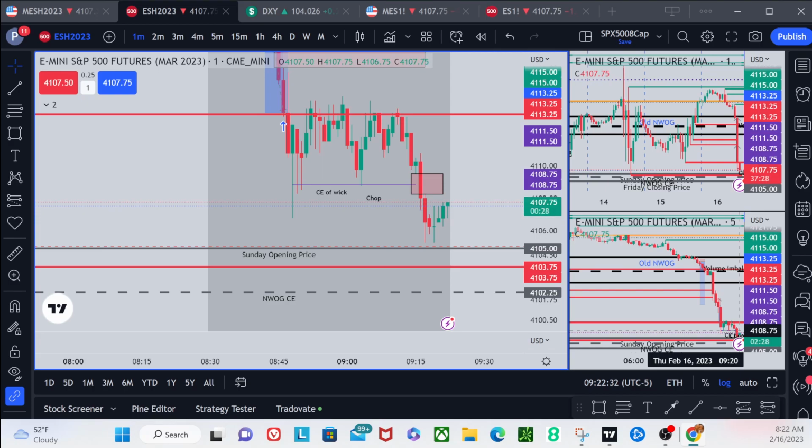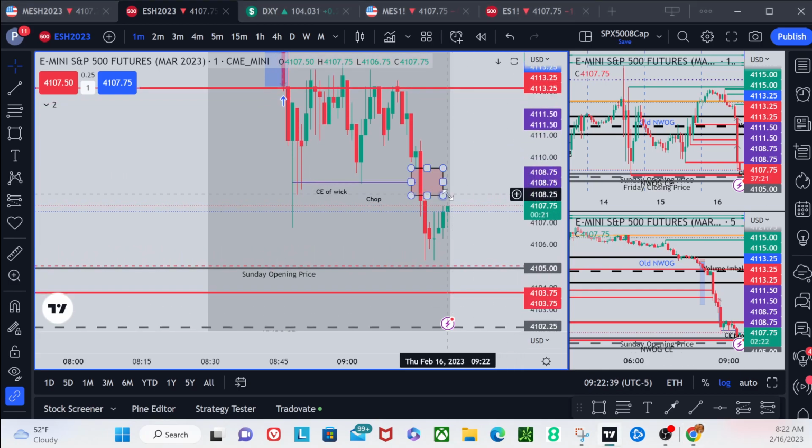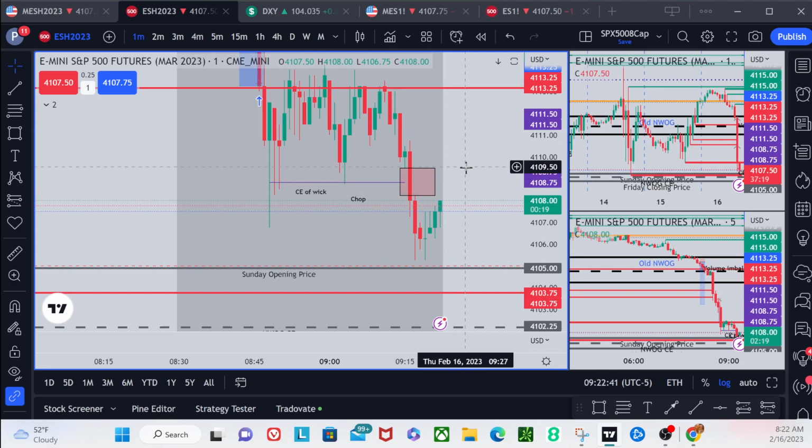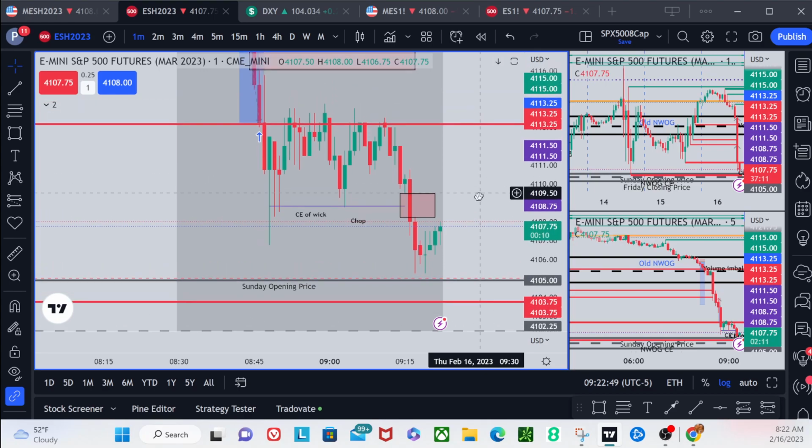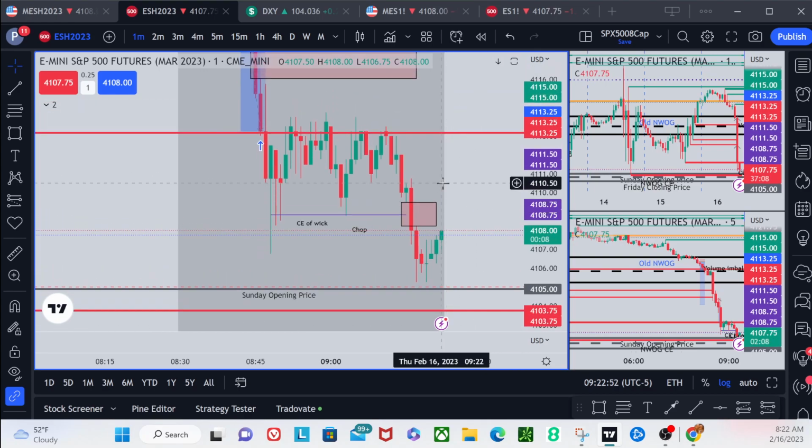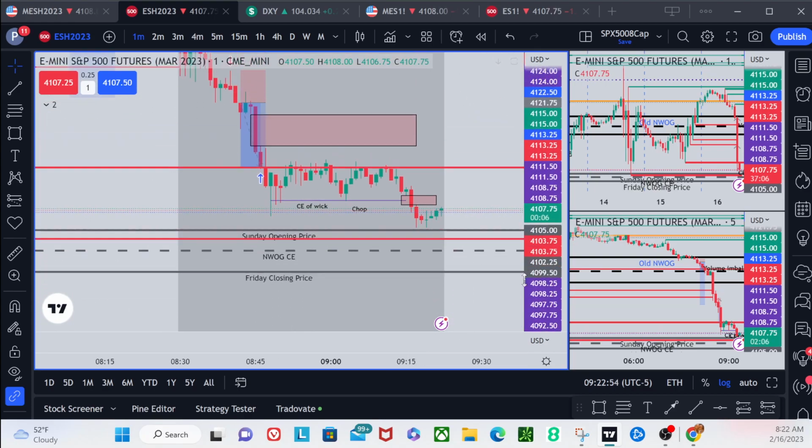So right there, I'm training your eye and his eye to look at that as an entry. So right there, that's how you would enter. Your stop would go above the fair value gap high candle as indicated here. So relatively small in terms of handles of risk per contract.